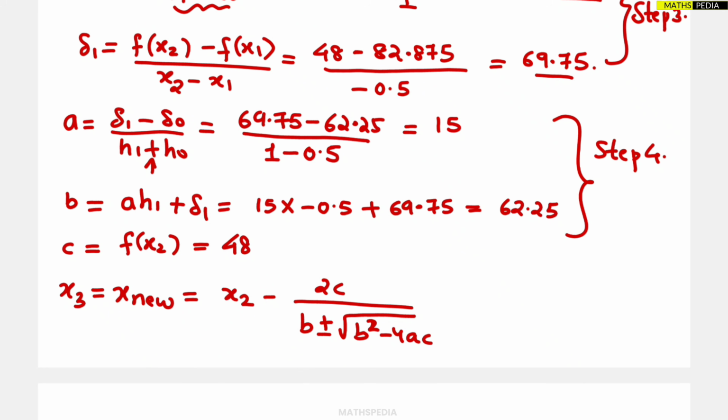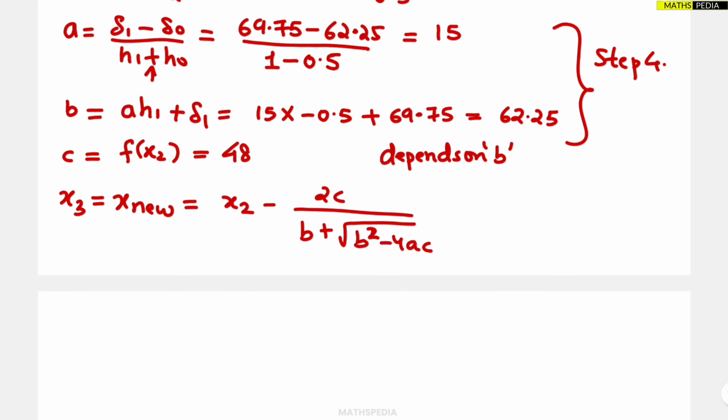Quadratic formula. Now here you have to understand, plus minus is there. This plus minus depends upon the b sign. We can see the b value here is 62.25, which is positive. So here we have to consider the sign as positive. If it is negative, it depends on b. Just note it down, it depends on b. If it is positive, you have to consider positive. If it is negative, you have to consider negative. That's it. Here the value of b is positive, so I am going to consider it as positive. Okay. So let us proceed now.